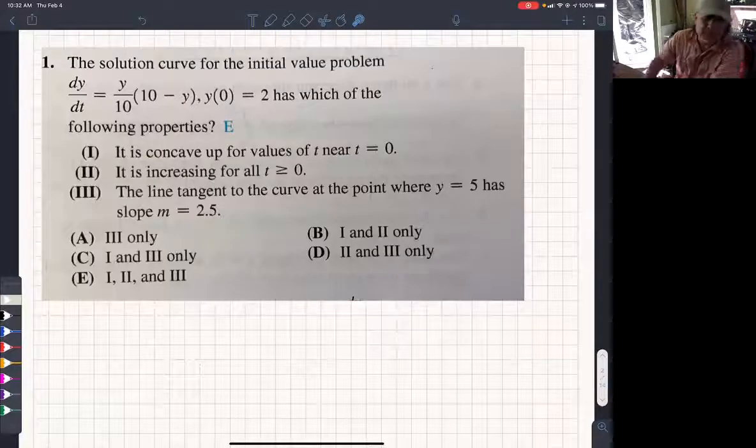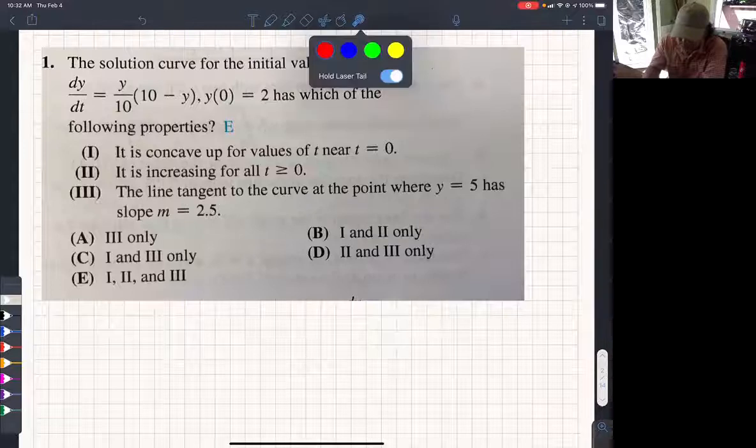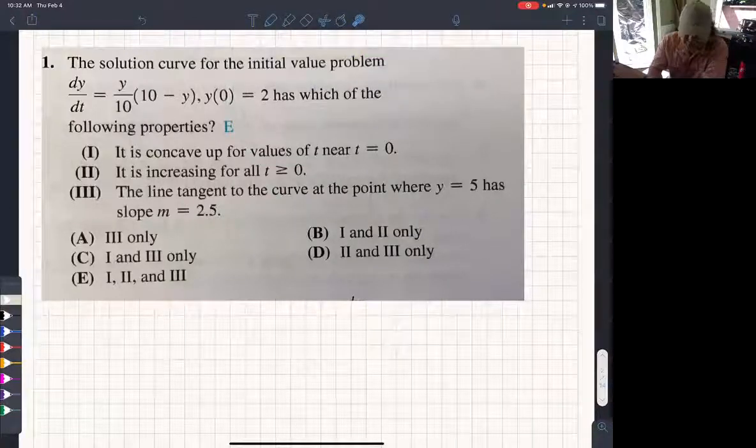This is page 595, question number 11. So the solution curve for the initial value problem. In this, you need to recognize this as logistic growth.